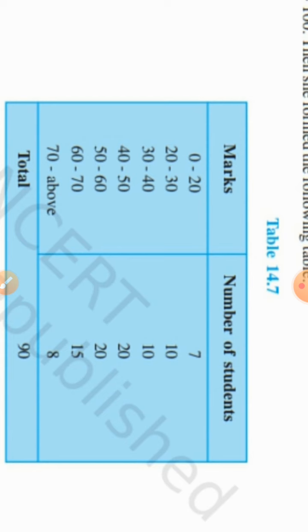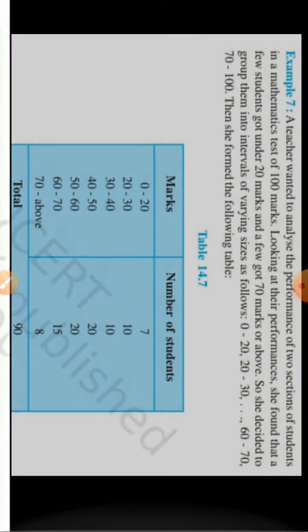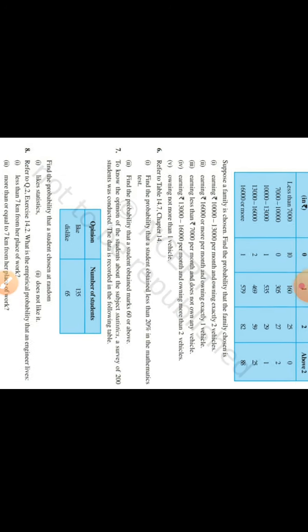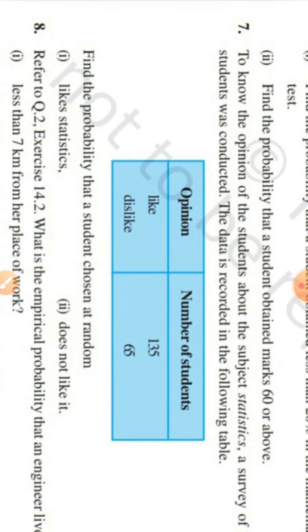Again, 60 or above 60 means the last two classes, the last two rows. So 15 as well as 8. So 15 plus 8, 23. So the answer will be 23 upon 90. 23 itself is a prime number, so that will be our final answer. No cancellation or cutting will be possible. Okay, so understand the question and then look at the data only. Then nothing is difficult.